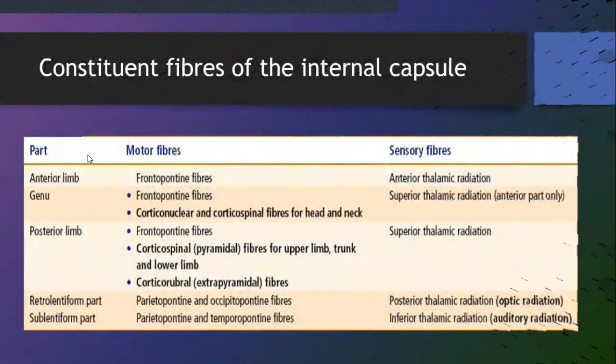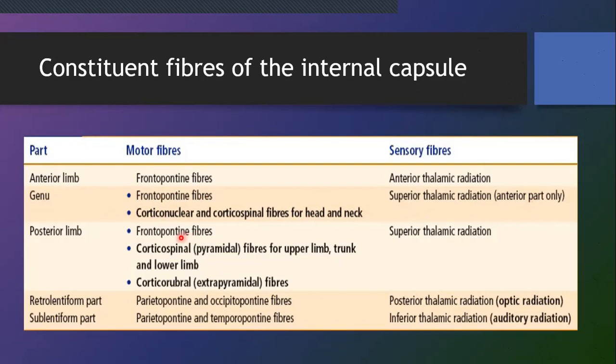Now let's look at the constituent fibers of the internal capsule. Now the anterior limb: its motor fibers are the frontopontine fibers. Its sensory fibers are the anterior thalamic radiation. The genu consists of the frontopontine fibers, corticonuclear and corticospinal fibers for head and neck. And the sensory fibers are the superior thalamic radiation, anterior part only. So the anterior part of the genu is the one which will have the superior thalamic radiation.